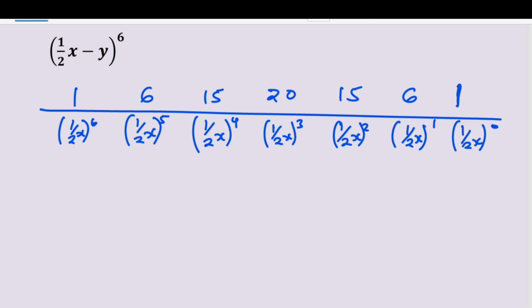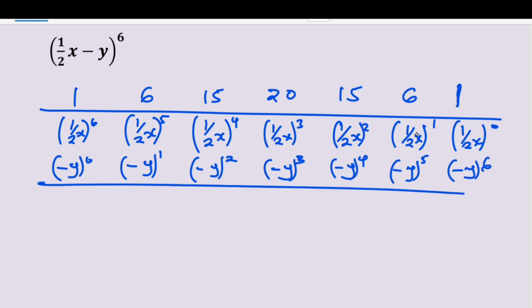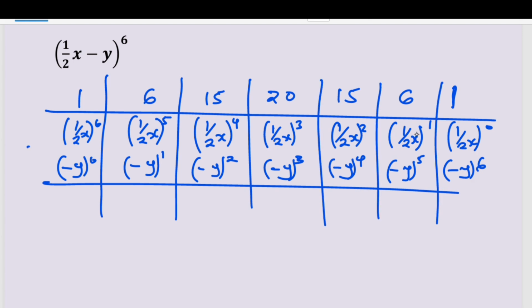Then we move to negative y raised to power 0, negative y raised to power 1, negative y raised to power 2, negative y raised to power 3, negative y raised to power 4, negative y raised to power 5, negative y now raised to power 6. And then we multiply going down, and we find the value. Then we add or subtract depending on what the powers were.